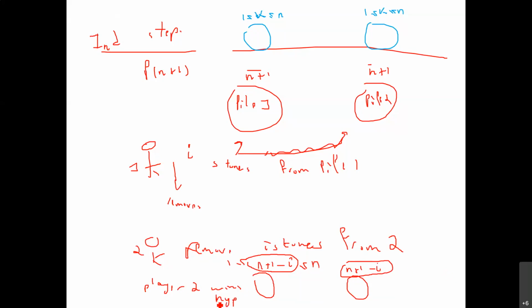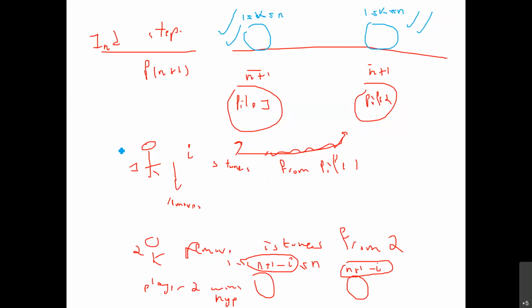eventually wins because of our hypothesis, which says, hey, if the number of stones is between 1 and n, then player 2 wins. Is it kind of clear? So the winning strategy here was whatever player 1 removes, we do the opposite. We remove the same amount, but from the opposite pile.